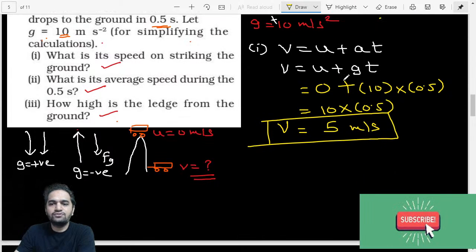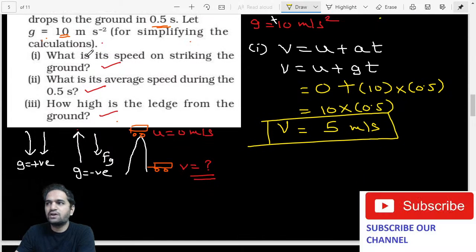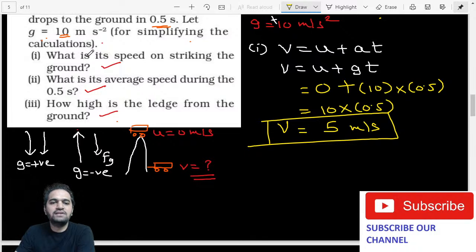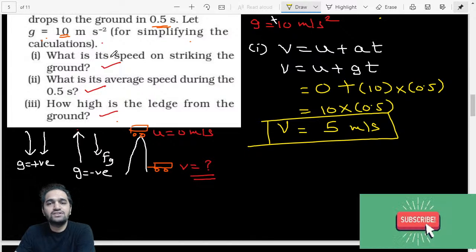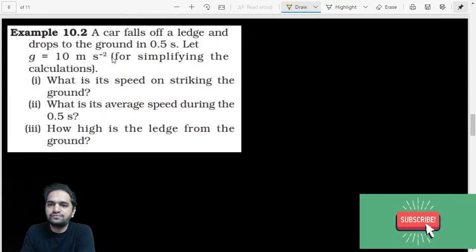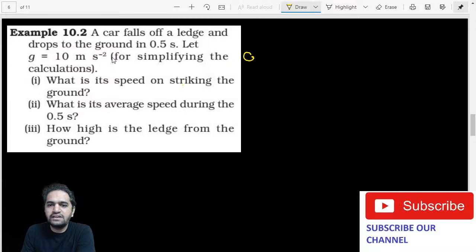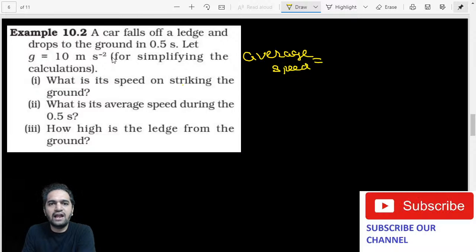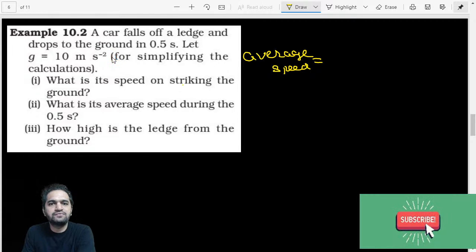Okay, now let us try to solve average speed. How can we calculate average speed? What is the formula for average speed? Average speed can be calculated in a simple way. You can just take the ratio of u and v. In this case, you can just add them, that is v plus u, and divide by 2.